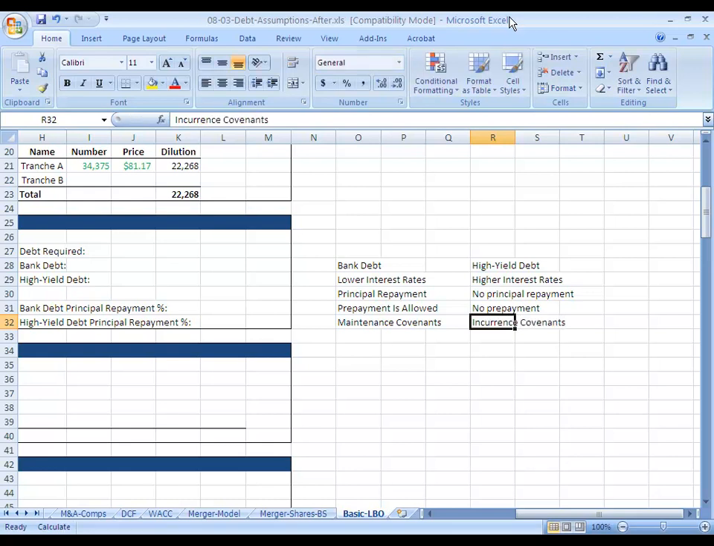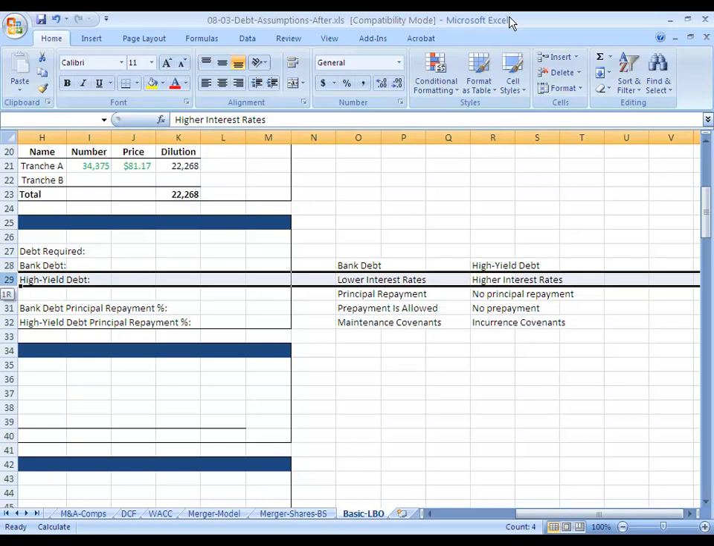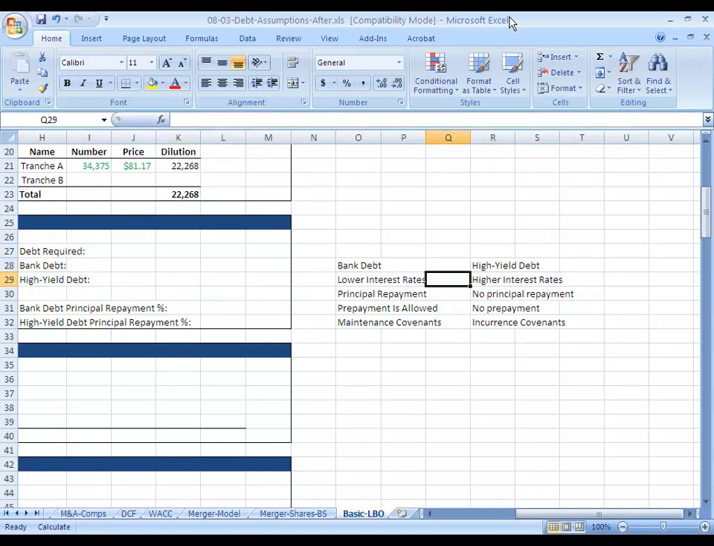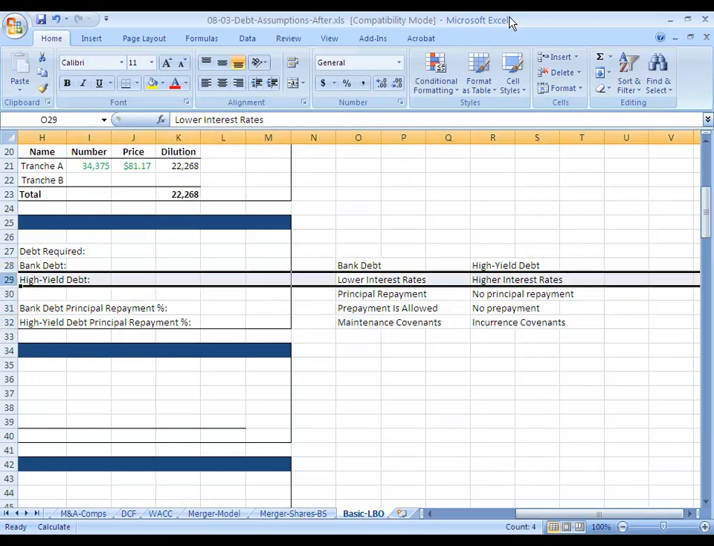Now there are many differences beyond the ones that I've outlined here, but these are some of the most important ones for your purposes to understand in an LBO model. So with interest rates, this one's fairly self-explanatory. With bank debt, most of the investors here are going to be traditional banks, so they would rather earn lower interest and get a relatively safe return.